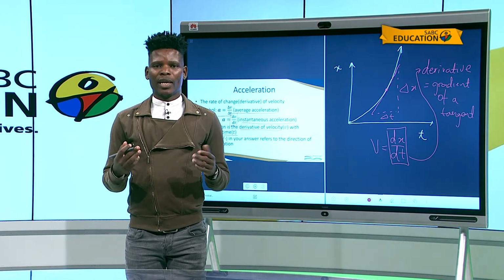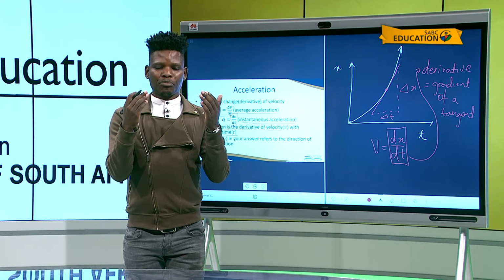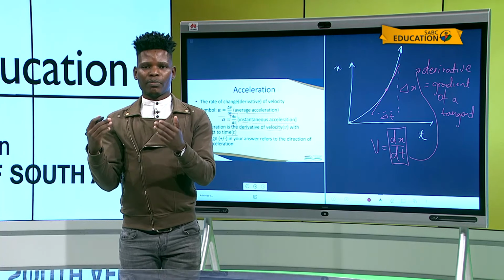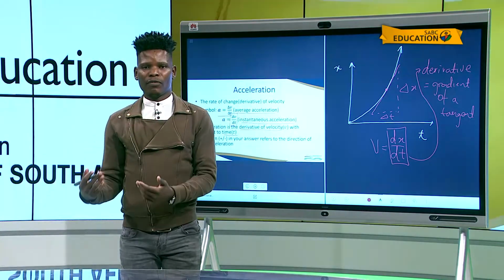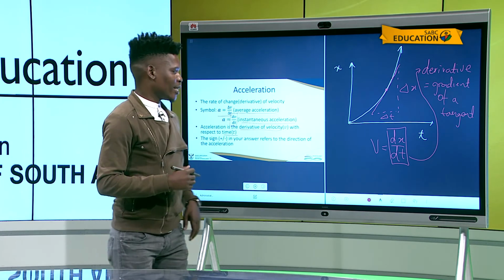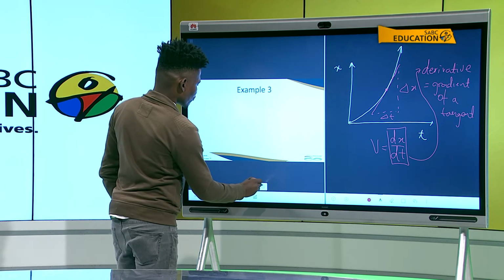All you need to know is that you need to derive. If you derive the expression for displacement, that will give you an expression for velocity. If you derive the expression for velocity, that will give you the expression for acceleration. Now let us look at an example.